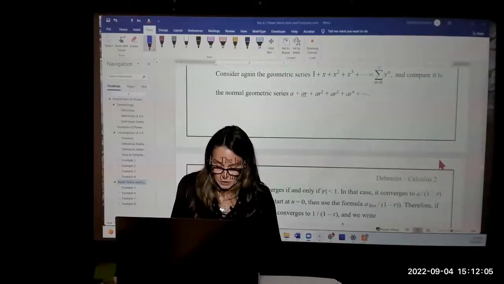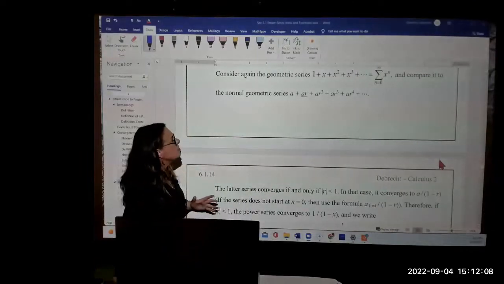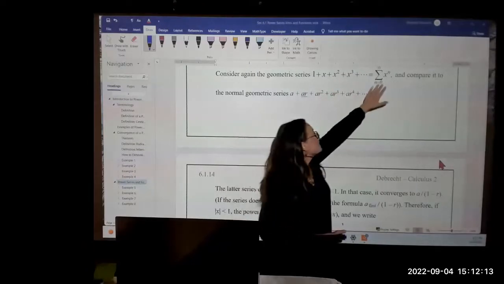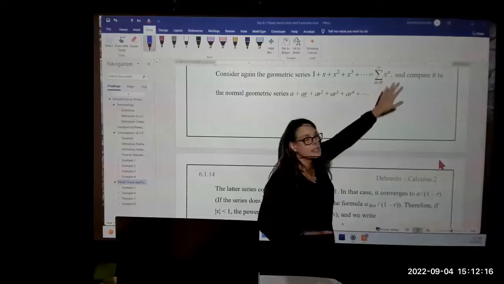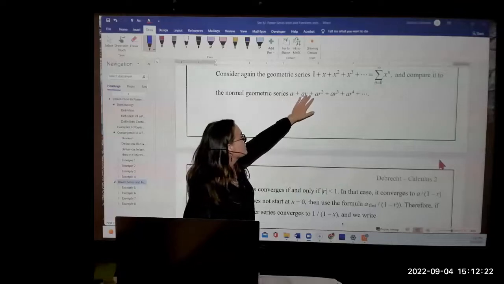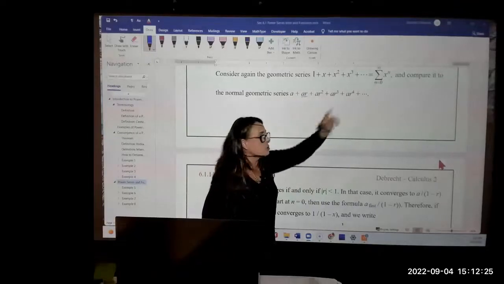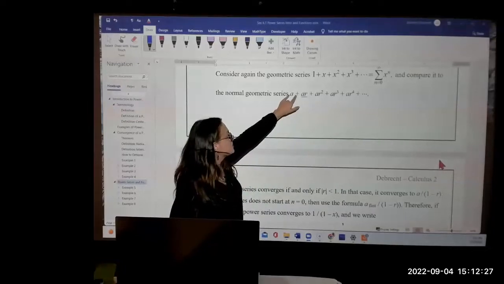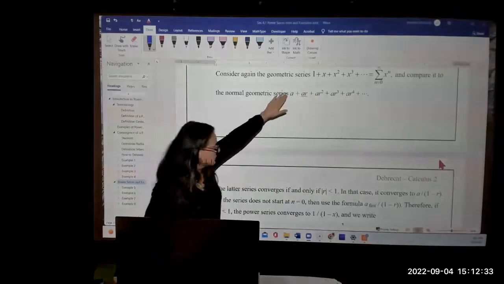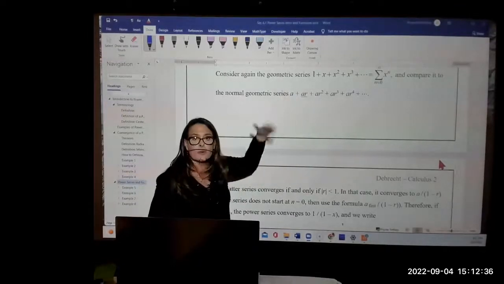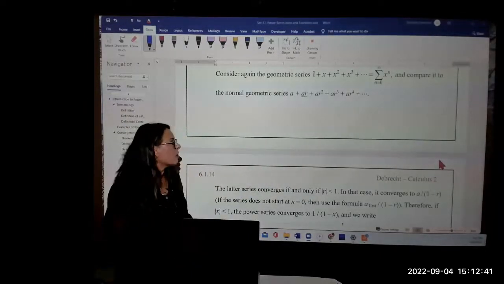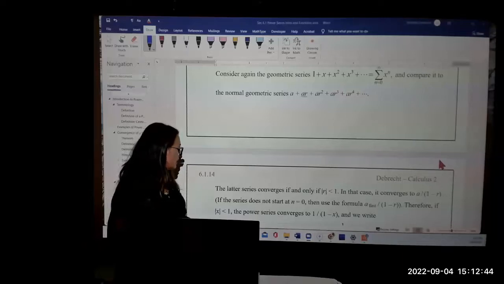Now let's take another look at the basic geometric series 1 plus x plus x squared plus x cubed, which is the series from 0 to infinity of x to the n, and compare it to a geometric series a plus a times r plus ar squared plus ar cubed, and so on. We know the first term in the second series is a, and the common ratio is r. So we know that this one will converge to a over 1 minus r. All right, and it will converge provided that the common ratio r is between -1 and 1.